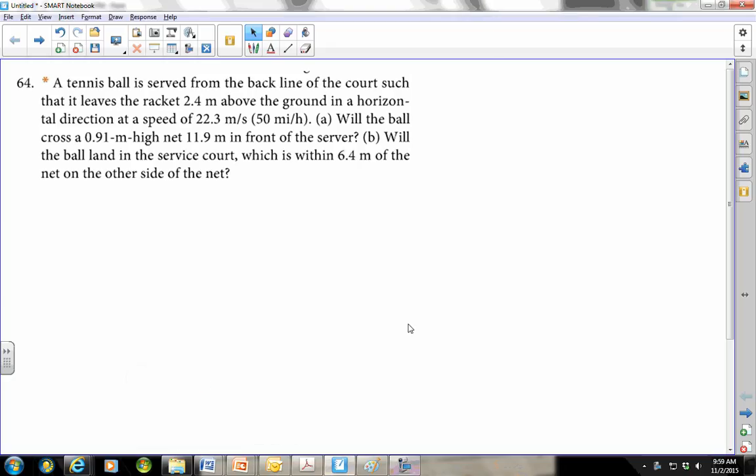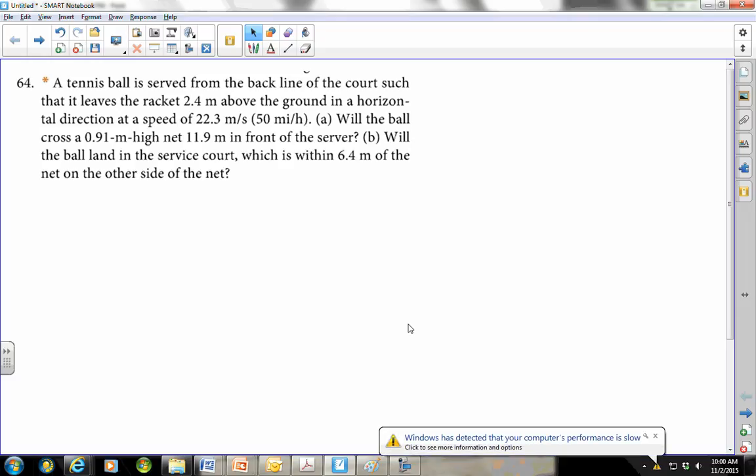Okay, we're going to do problem 64 from chapter 3. And we need a picture to go with this here. So we have a tennis ball. Notice it's being launched basically in a horizontal direction. So it's not at an angle, it's just horizontally, but obviously above the ground.